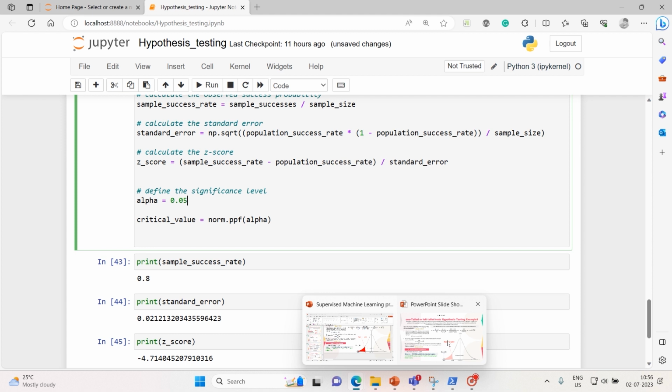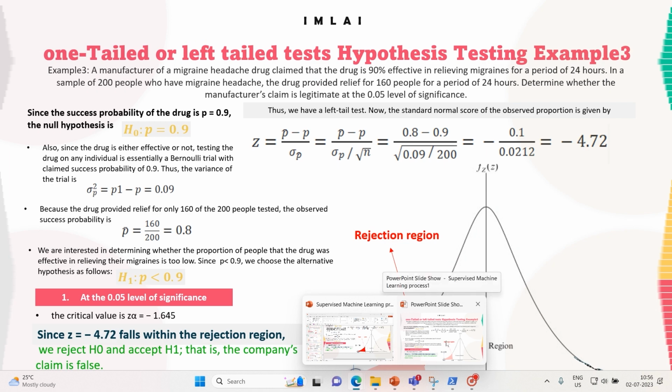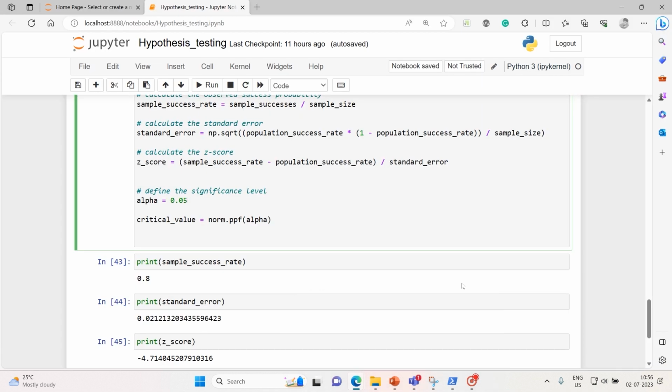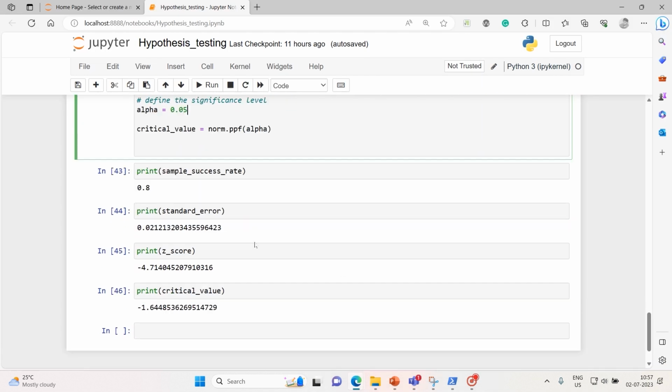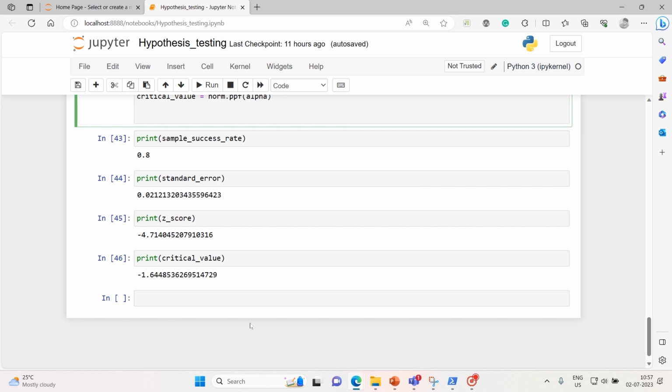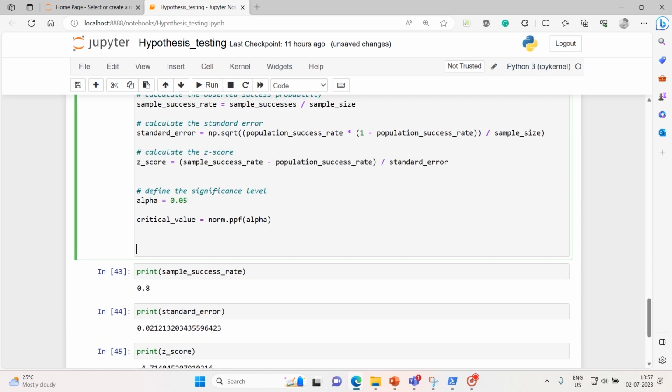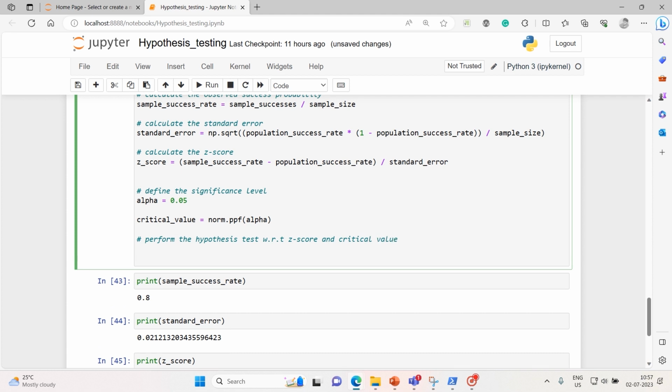So this is similar to what we have done here, exactly what we have done here. That's what we are going to do. So now let's take up both the critical value and the z-score, and then we will write down. Let's perform the hypothesis test with respect to the z-score and critical value. Both ways we can do that, but now we will do it with the z-score and critical value.